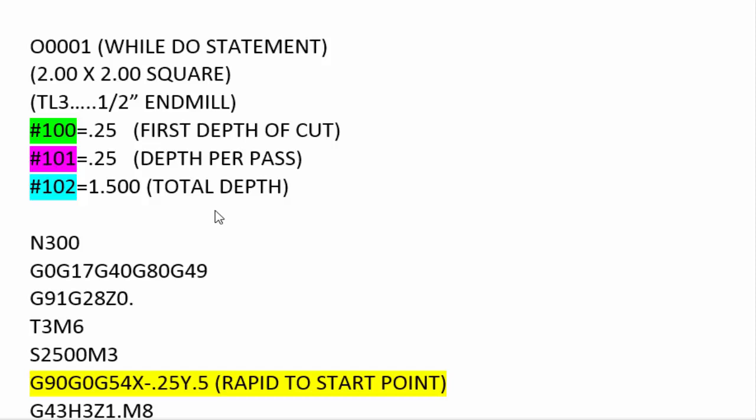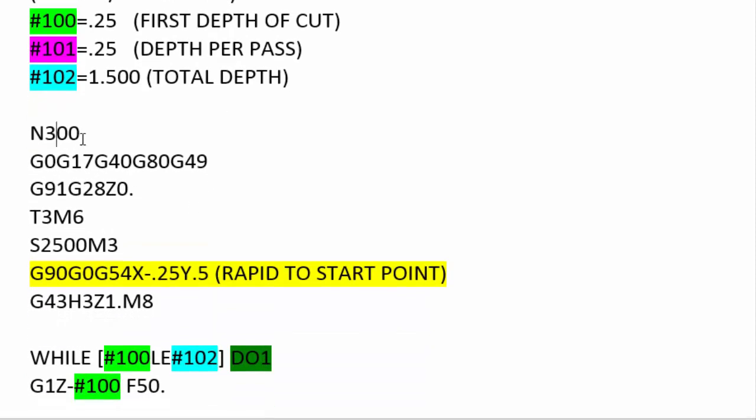So we read on down. N300 is our sequence number for our operation, and we have our safety line. We rapid to Z home position and make our tool change. We turn on the spindle, and then we rapid to G90, G0, G54, X-.250, Y.5. That is the start point of our tool path milling the 2x2 inch square. Then we make sure we call up our tool offset using G43 H3, we rapid to Z1. and we turn on the coolant.